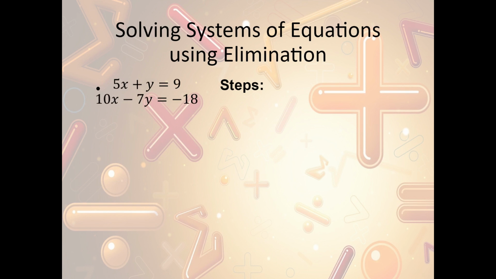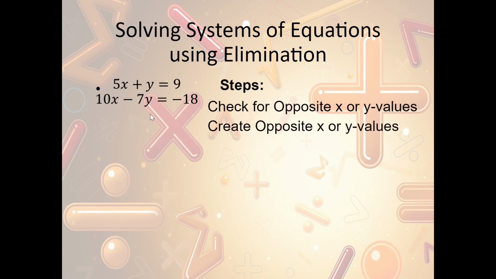Let's look at another example. We have 5x plus y is equal to 9 and 10x minus 7y is equal to negative 18. So again, check for opposites. Well, 5 and 10 are not opposites and 1 and negative 7 are not opposites. So I need to create opposites. So I could multiply this one here by negative 2. That would give me negative 10x and 10x. Or I could multiply it by 7, and that would give me 7y and negative 7y.